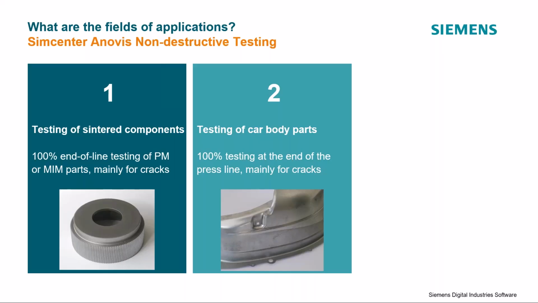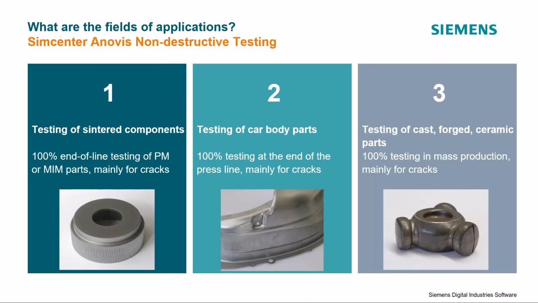We can also find because there's a lot of tension on the metal sheet before it really cracks. And this tension, you can imagine it's like a guitar string tuned up, and this is what we detect. Then, of course, cast forged parts, ceramic parts, they all can be tested by this method.